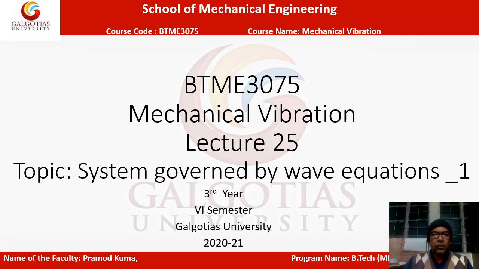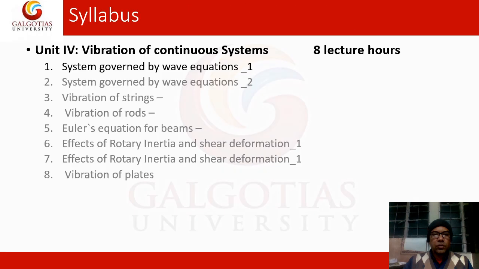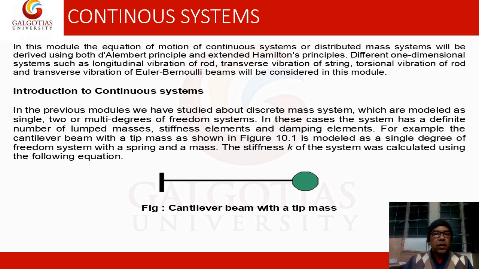So let me introduce this system governed by the wave equation, which is unit number 4. In this unit we have continuous systems. In this model, the equation of motion of a continuous system or distributed mass system will be derived using both D'Alembert's principle and the extended Hamilton's principle.